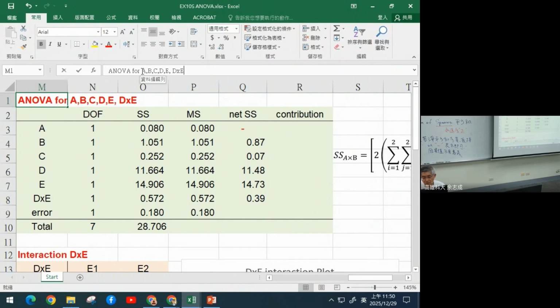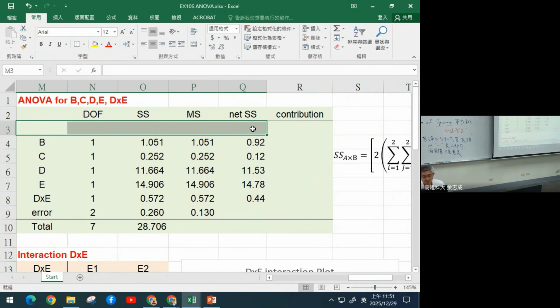All right. If you want to change your model here, we want to do the analysis of mean ANOVA for only B, C, D, E, and also interaction DE. Then basically is to remove this one from the model. Okay, I select that and delete. Since the equations are typed correctly, the error degree of freedom and error sum square will update automatically.